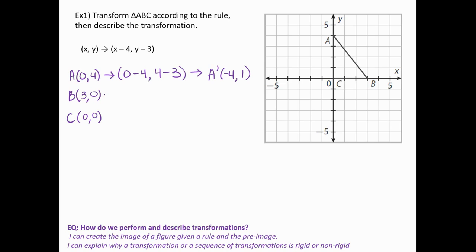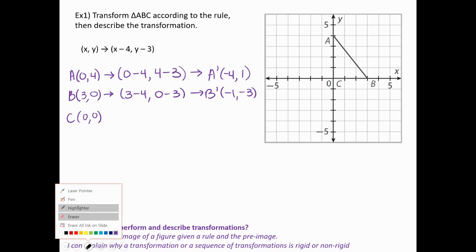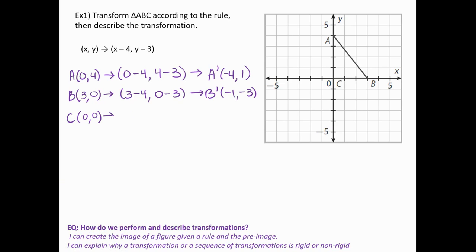All right, so then we're going to do the same thing with B. So I'm going to plug in 3 for X and 0 for Y. And I'm going to get B prime is at -1, -3. And that was doing the math, 3 minus 4 and 0 minus 3. Okay. And here we go. We have C. I'm going to plug in my ordered pair 0, 0. So I have 0 minus 4 and 0 minus 3. And I get C prime is at -4, -3.